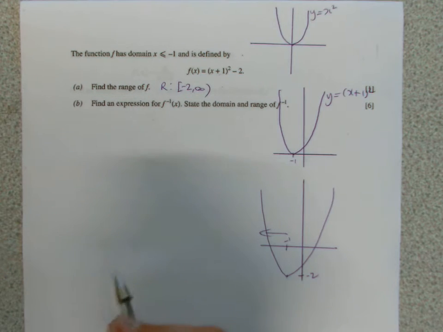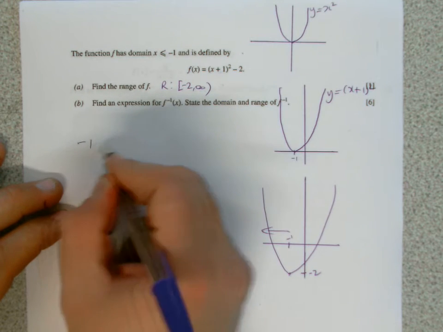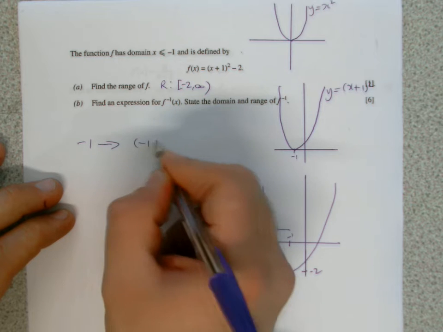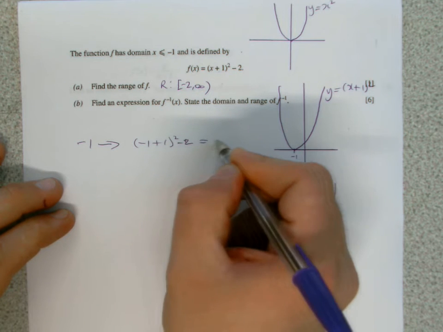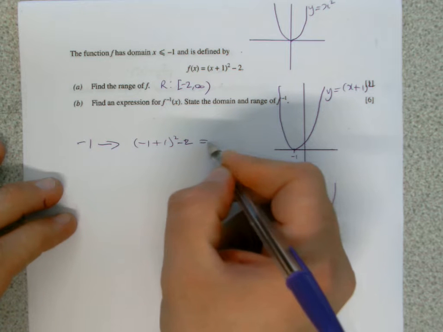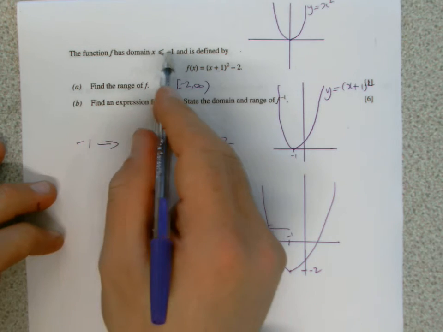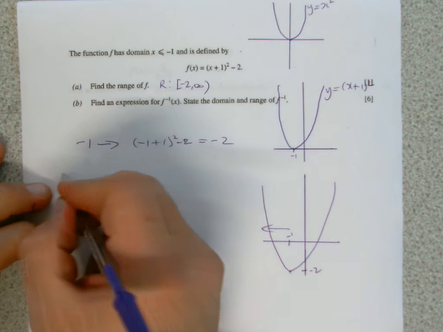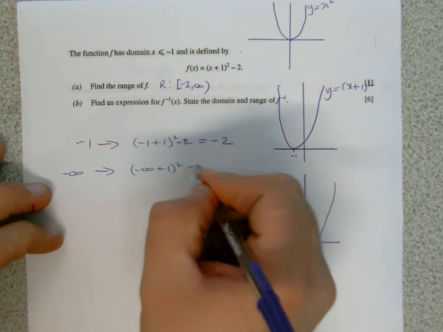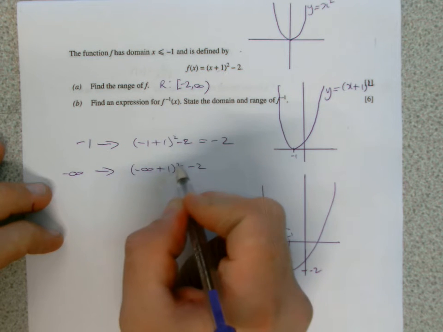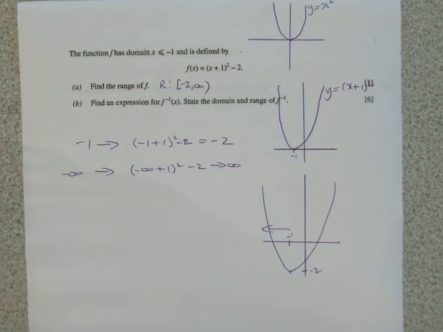Now that's one way of doing it. Of course, the other way of doing it is just to put -1 in there, and of course that comes out to be -2, which is what we wanted. And then because it's going all the way to negative infinity, put that in there. Negative infinity, but you're squaring it, so it makes it positive, so it'll tend to infinity. So you can see two ways of getting the range.